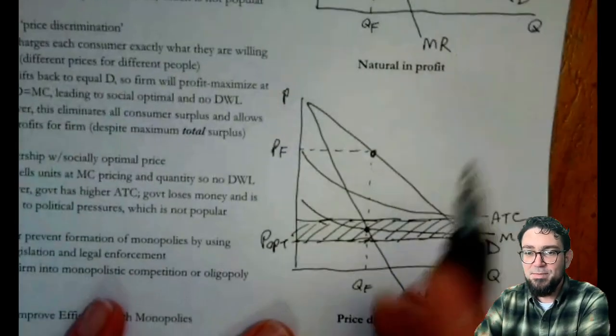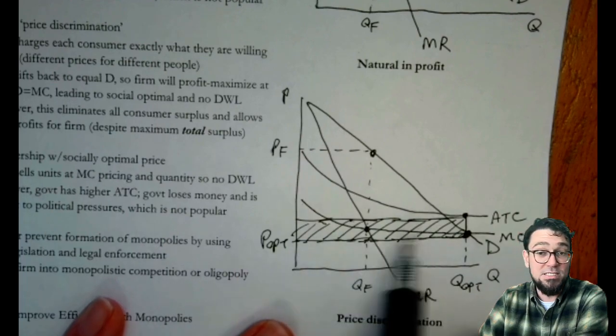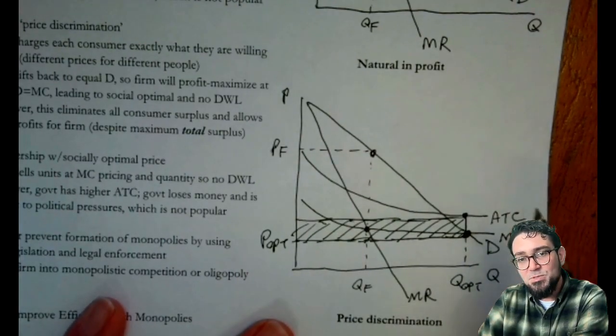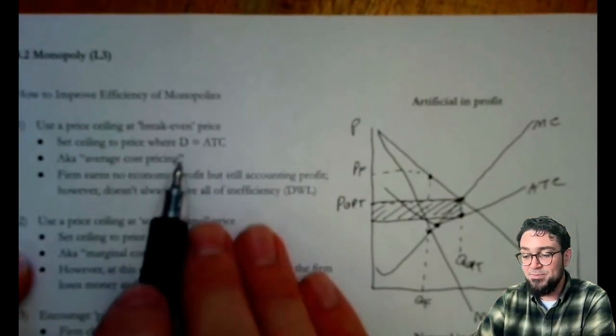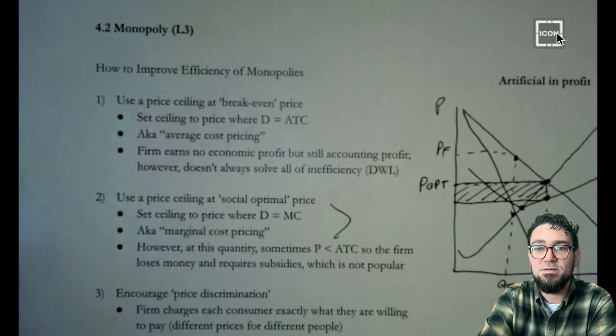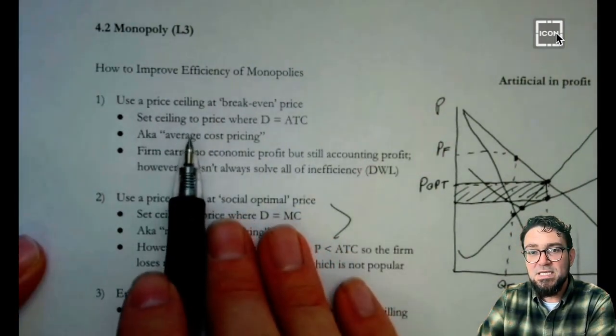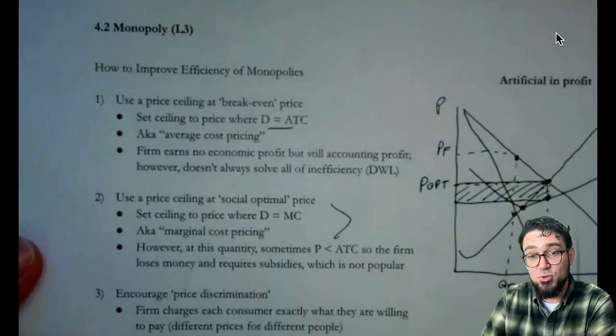Now, for the natural monopoly, though, this would be a big problem, right? They can't continually operate with these losses happening, so you'd have to subsidize them. So sometimes what governments will do is they'll pick a different option. They'll pick what we have as option one, which I should reorder a little bit. Let me get that second there. This second option is to use a price ceiling at the break-even price, where demand equals the average total cost.